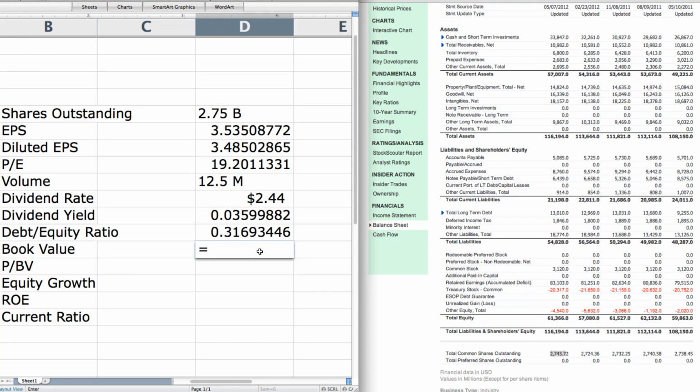So the book value is equal to 61,366 divided by 2745.72, and since we chopped all the zeros off on both of those numbers, we can go ahead and do that, and when I hit enter, we get a book value of $22.34.